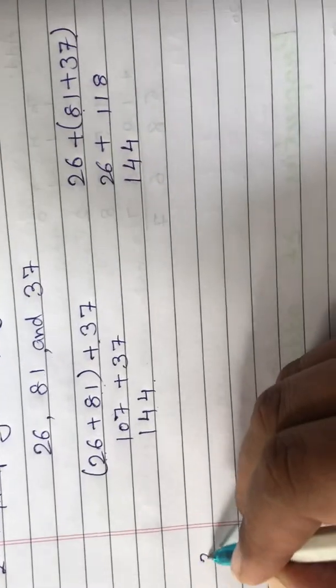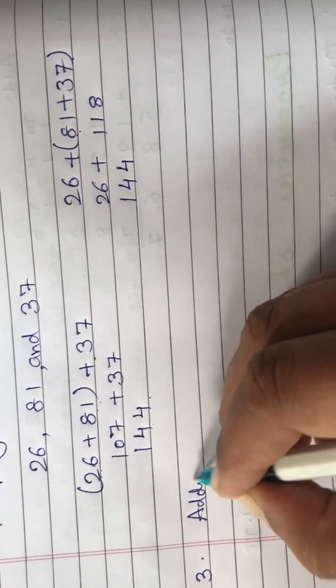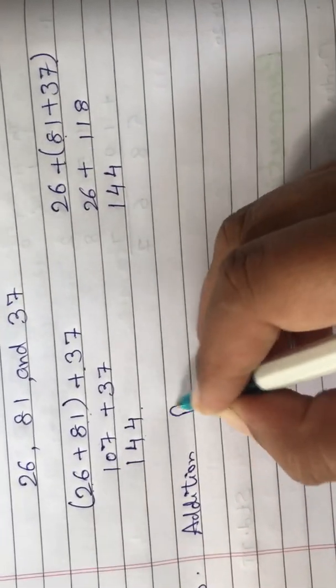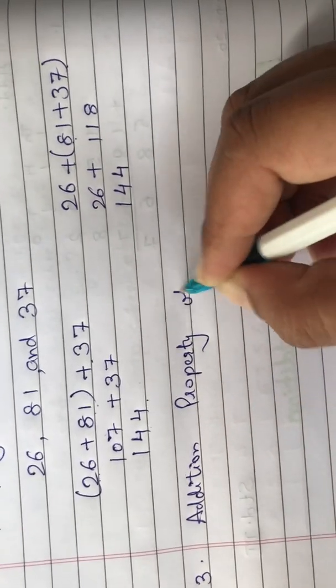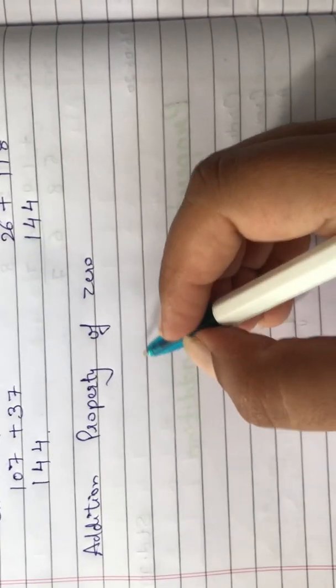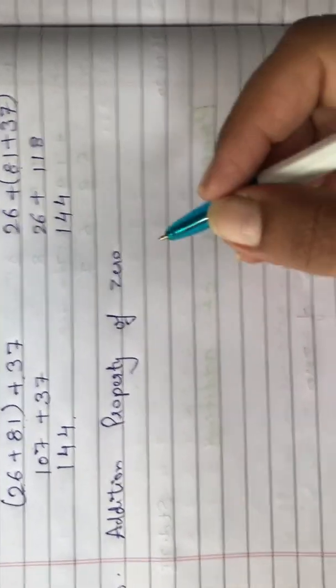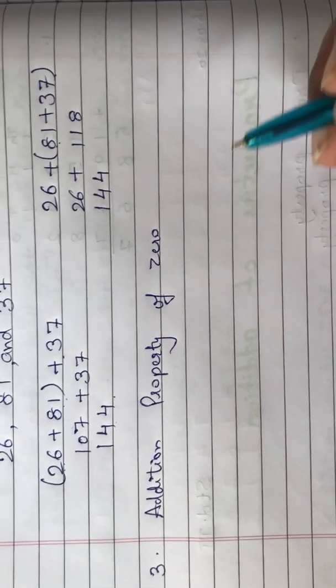Next, third property is addition property of 0. Now in this property, what we see? Let us take some example. When we add 0 to a number, or a number is added to the 0, the answer is the number itself.